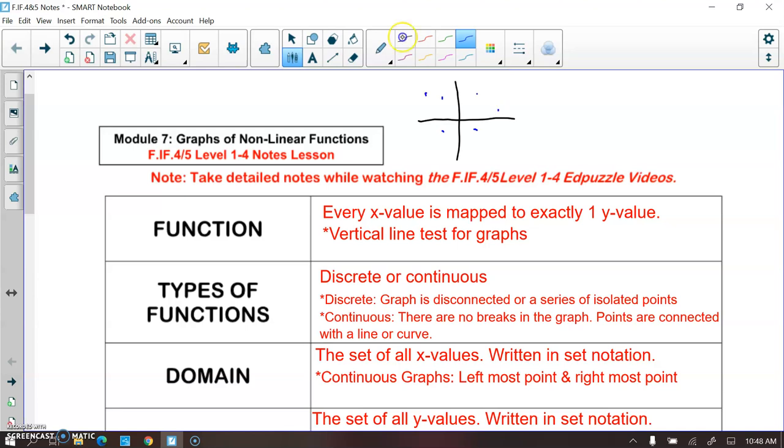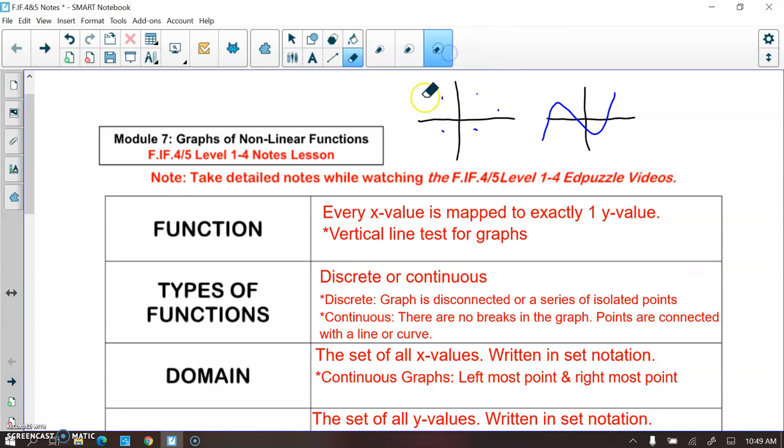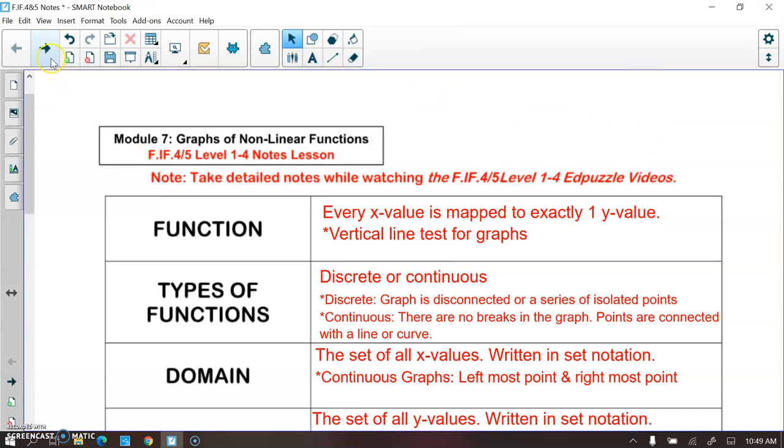Whereas a continuous graph is when there's no breaks in your graph and it's just one continuous line or curve. So maybe something like this. That would be a continuous graph because there is no break. So we are going to be viewing various types of graphs. However, in this lesson, I believe we only have continuous graphs that we will be dealing with. So let's go ahead and let's get started on some of the problems, just certain sections of the problems.